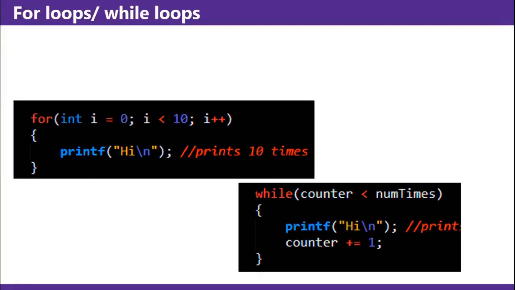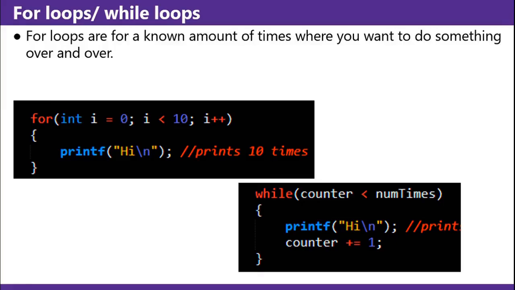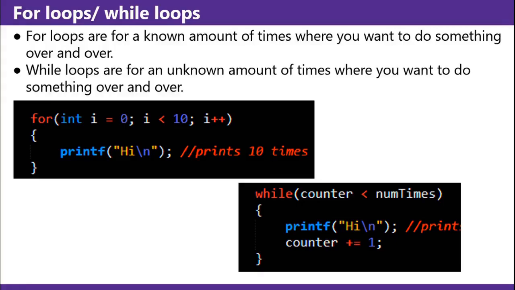For loops and while loops. For loops are for a known amount of times where you want to do something over and over. While loops are for an unknown amount of times where you want to do something over and over. In the for loop example, for int i = 0, i < 10, i++, that will print hi 10 times. In this while loop, while counter is less than num times, it prints hi however many times counter is less than num times. Functions.